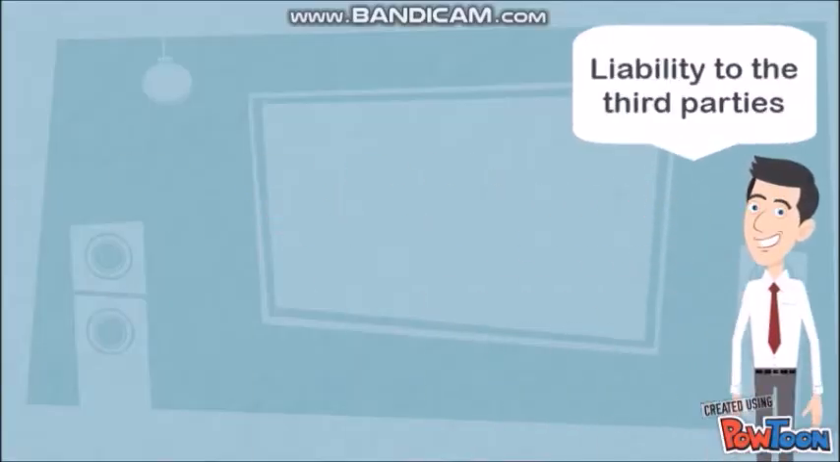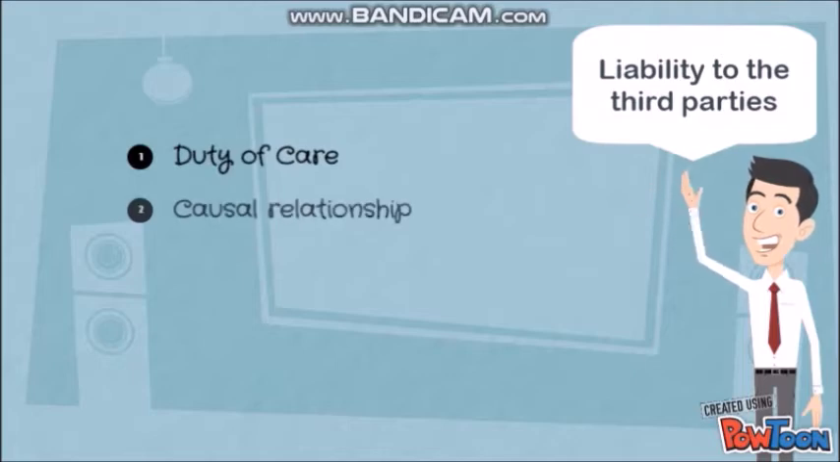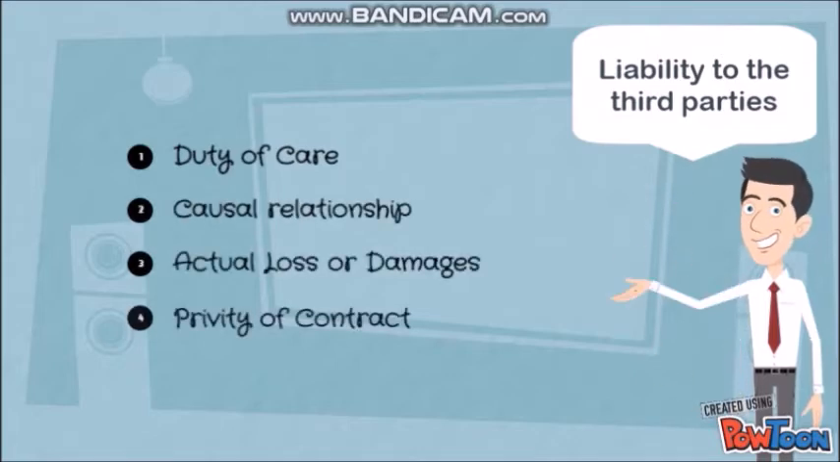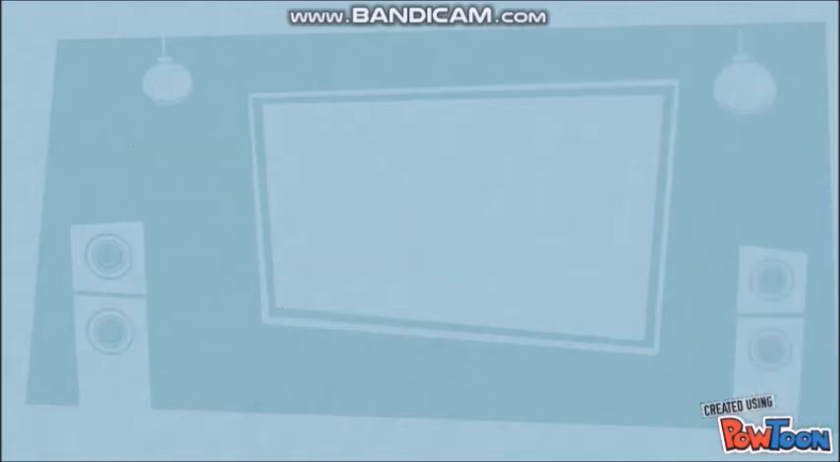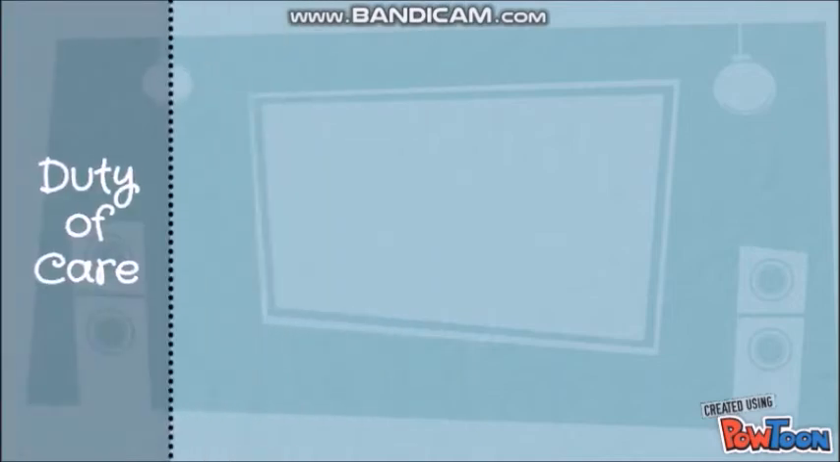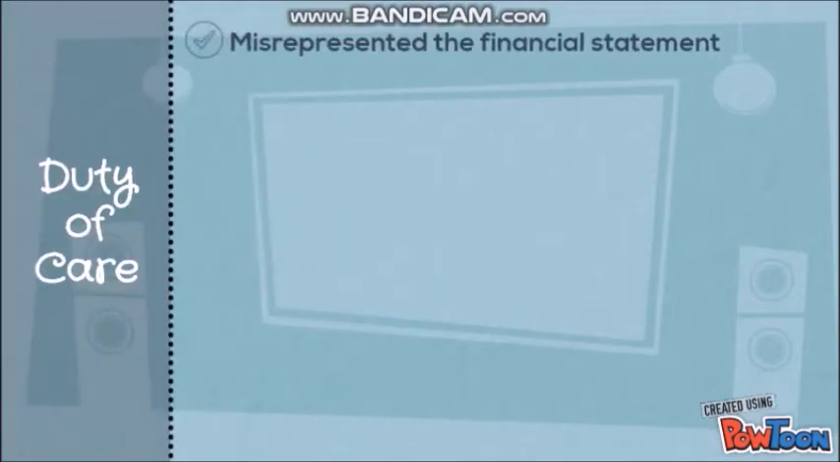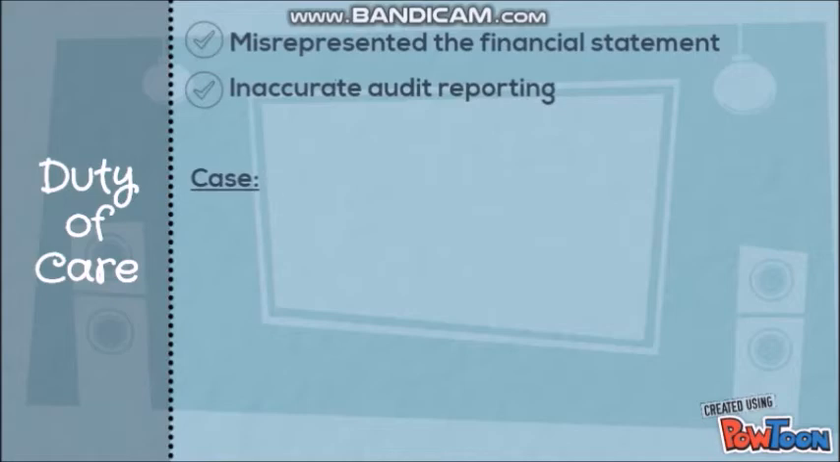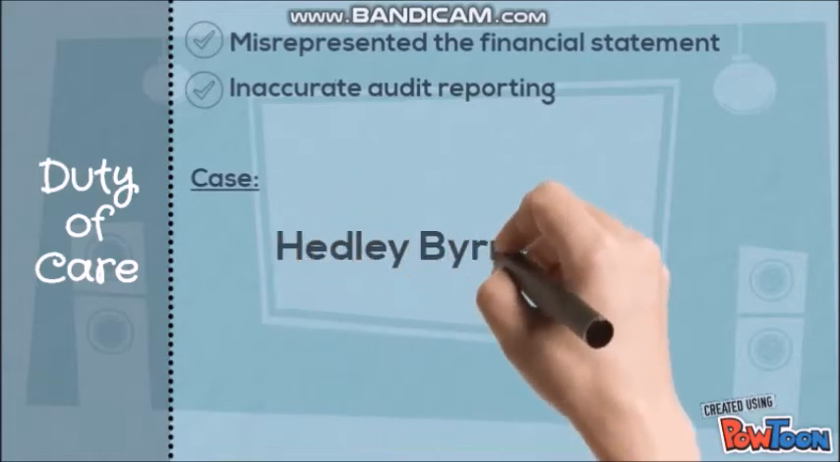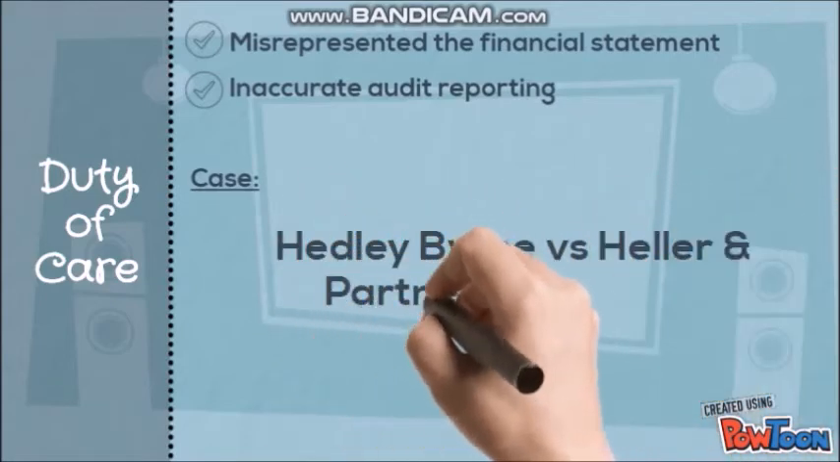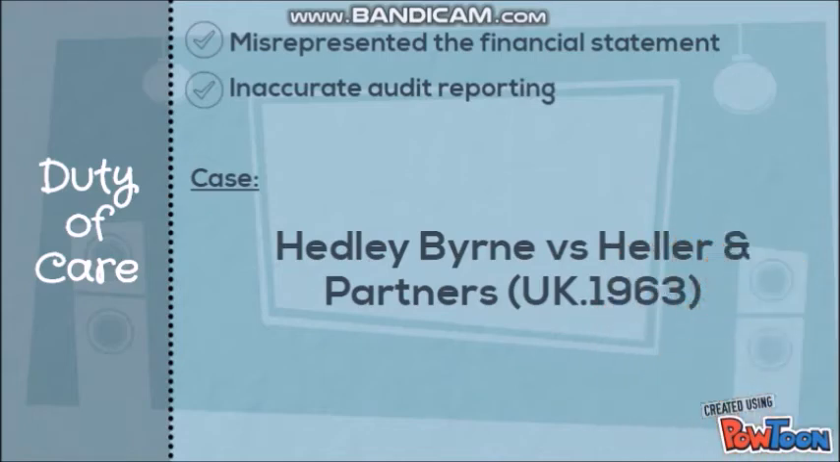Then we talk about liability to the third parties. First is duty of care, where the third parties show difficulty to prove the auditor's duty of care and that this duty is extended to them. For negligence, legal actions such as misrepresenting the financial statement to the company or inaccurate audit reporting.